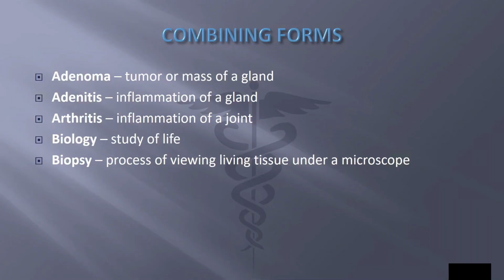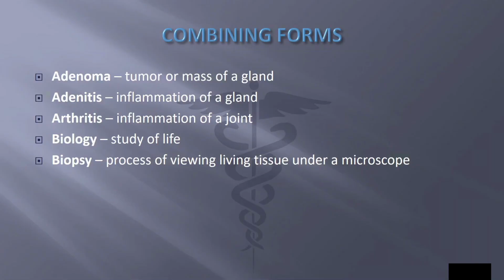So we have the combining form of adeno, and this means gland. Then we have our medical term, adenoma, and it tells us that oma means tumor or mass. So adenoma is a tumor or mass of a gland. Then they have the term adenitis. They tell us itis means inflammation. So adenitis is inflammation of a gland. Then we have the combining form of arthro, and this means joint. Arthritis, so we know itis means inflammation, so arthritis is going to be inflammation of a joint.